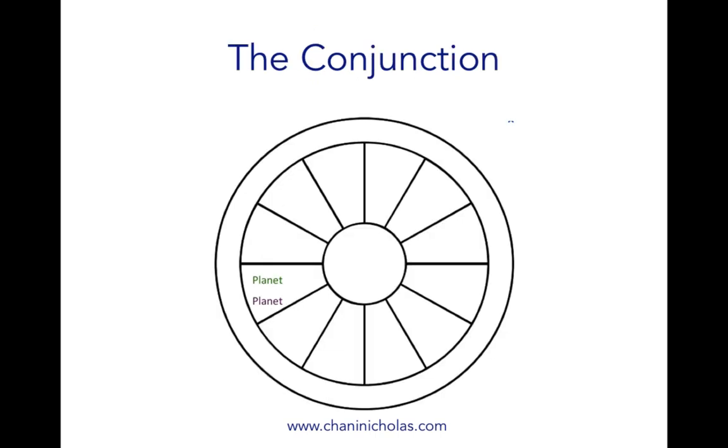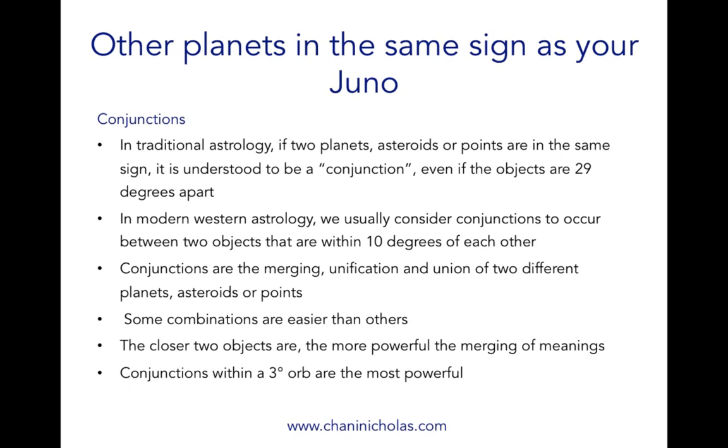Okay, so remember the conjunction. That's when 2 planets are in the same house, the same sign. In traditional astrology, if 2 planets, asteroids, or points are in the same sign, it's understood to be a conjunction, even if the objects are 29 degrees apart. In modern Western astrology, we usually consider conjunctions to occur between 2 objects that are within 10 degrees of each other. So that's 2 different ways of looking at the same thing.